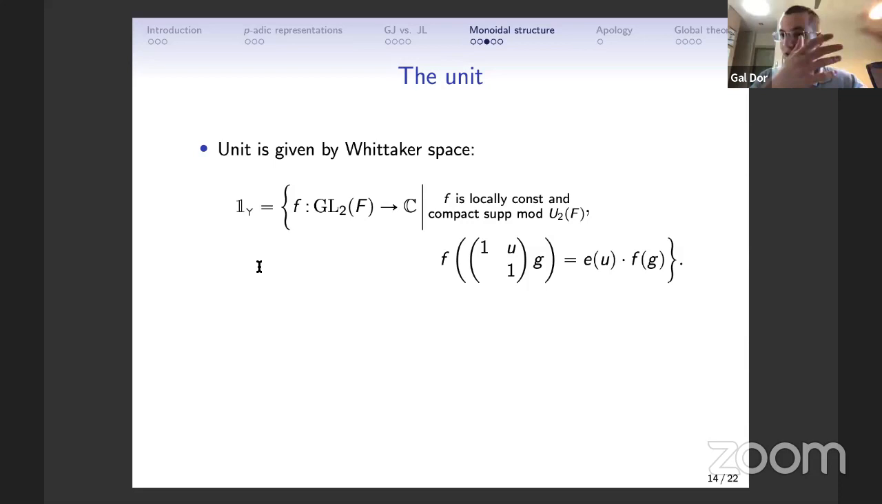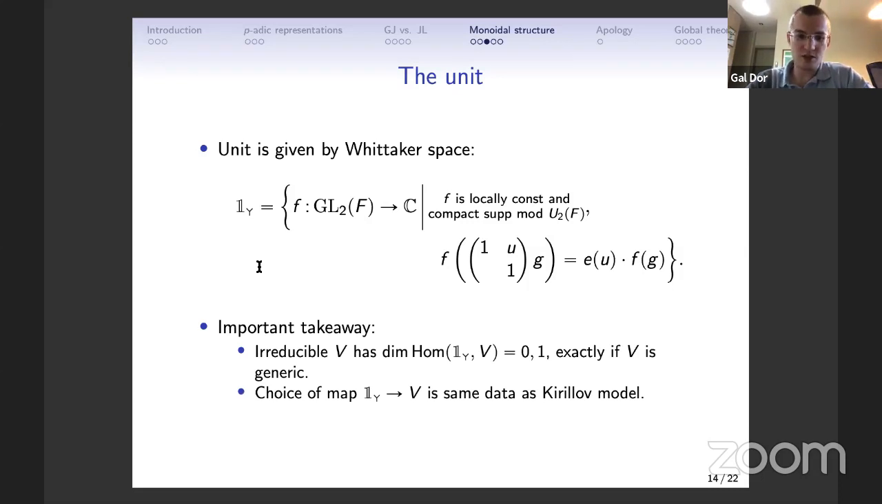then we can reformulate the earlier statement that I had about this equivalence of the two spaces of zeta integrals in much nicer language. What do I mean? First of all, I need to state some observations. The first one is that if V is an irreducible G module, then the space of maps between this unit object and V is either 0 or one-dimensional. And it is one-dimensional exactly if V is generic, what we said about having a Kirillov model. In fact, the data for a map between the Whittaker space and V is exactly the data of a Kirillov model. Having a Kirillov model is just a map between 1 and V.